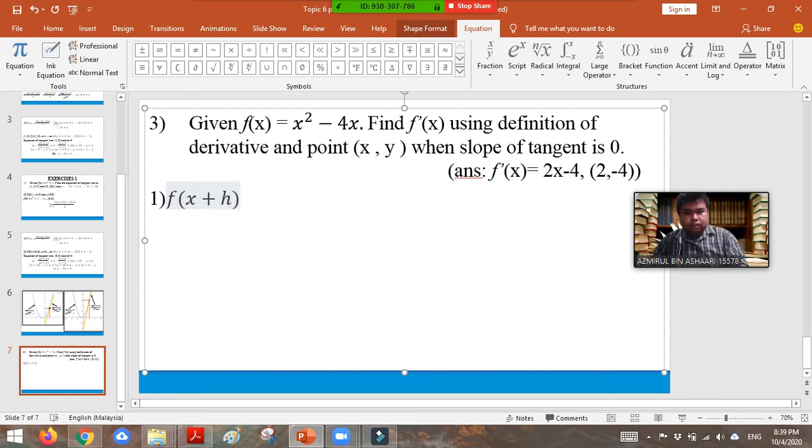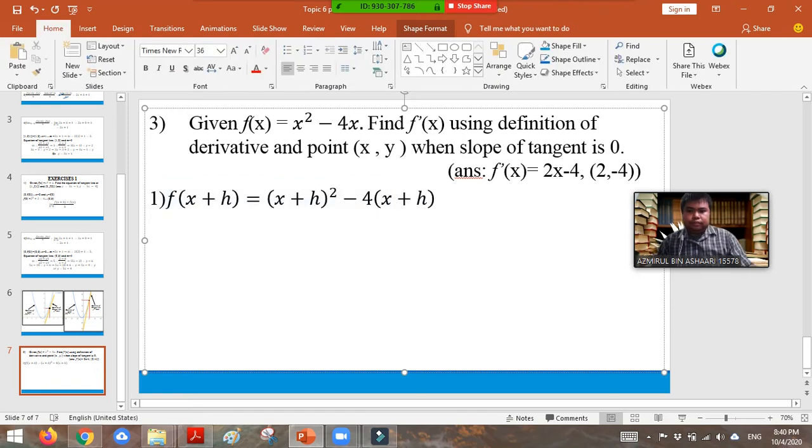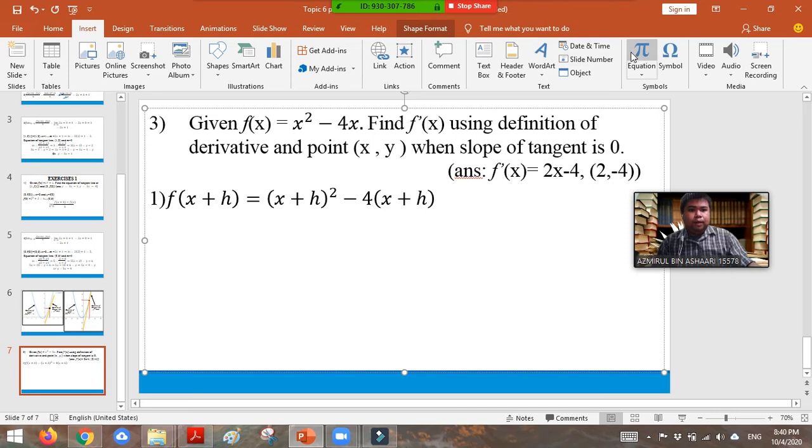Which is equal to, because this is f(x) equal to x squared minus 4x, so x plus h: this becomes x plus h, so (x plus h) to the power of 2, minus 4(x plus h). Okay, and then I will open the bracket.